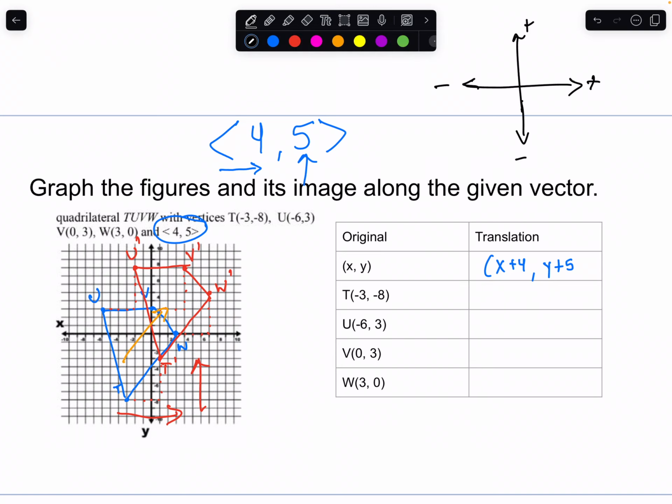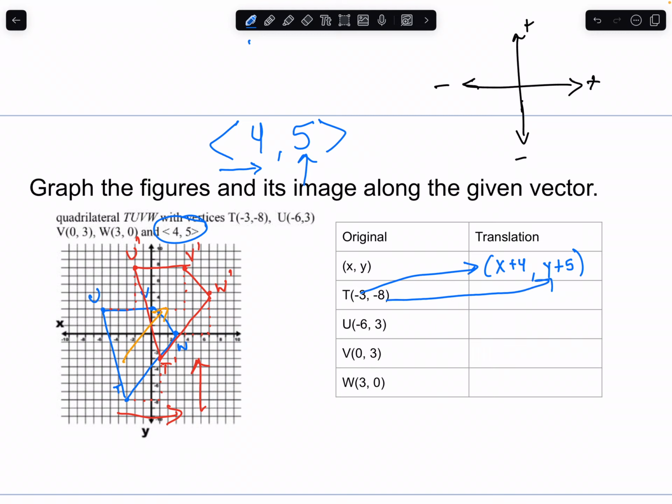Okay? So all we do is plug these points in here. That's really what we can do to solve this algebraically. So I'm going to move negative 3 plus 4, and then negative 8 plus 5. And I can see how that point will be positive 1, negative 3. Notice how T prime is at positive 1, negative 3. And that's where T prime lands.